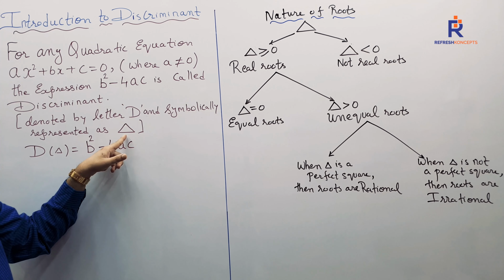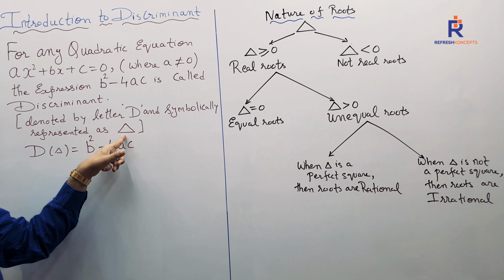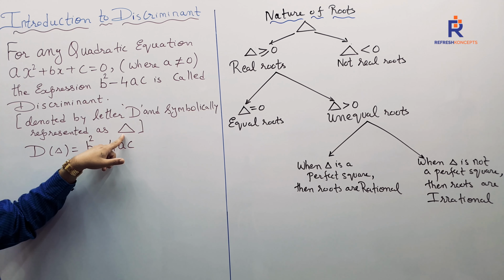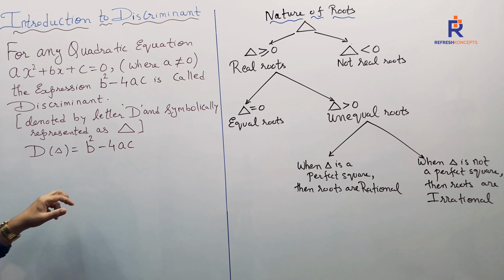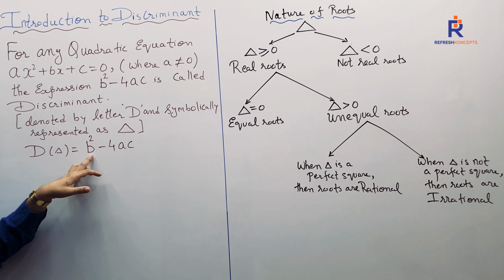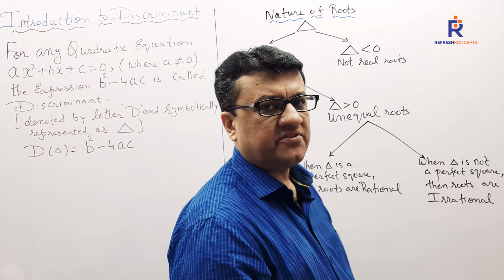by the symbol, triangle. Students must be thinking that it's a triangle, though we say it's a triangle, but over here it is a symbol for delta. Thus discriminant delta is b square minus 4ac.